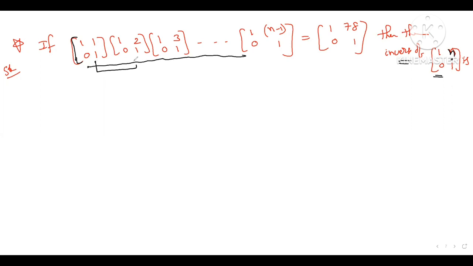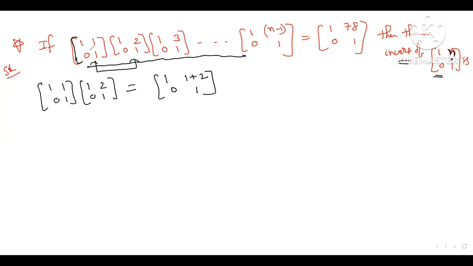First let us take the first two matrices, 1 1 0 1 into 1 2 0 1. What we get here? First row multiplied with first column, we get 1. First row, second column, 1 into 2 plus 1 into 1, that is 1 plus 2. Second row, first column, 0. Second row, second column, it will be 1.